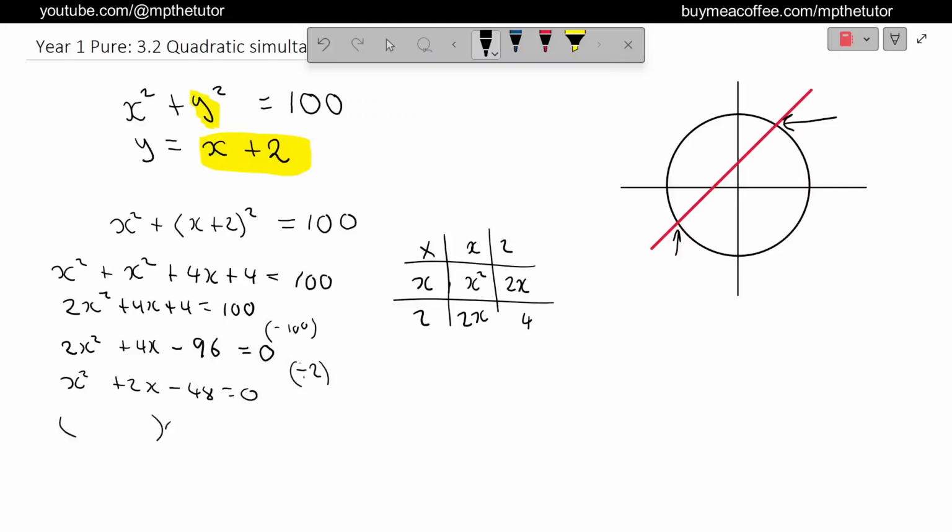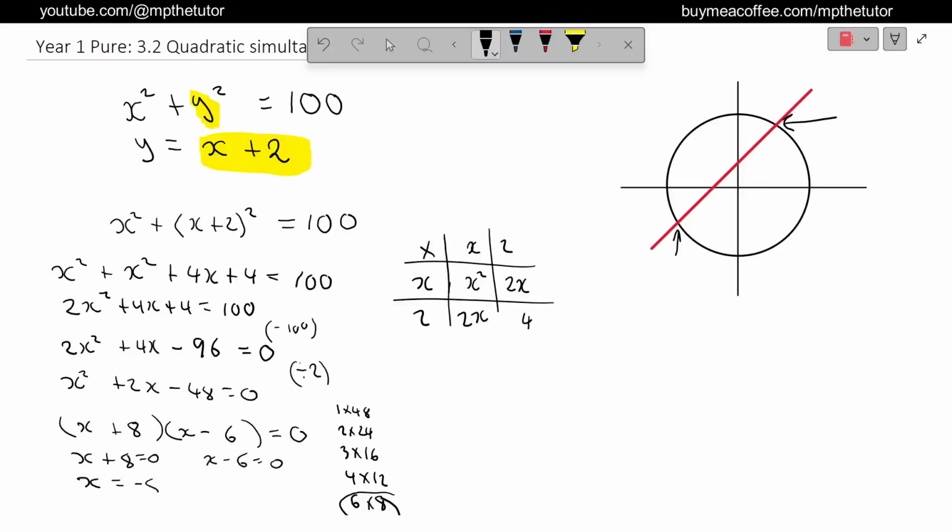And this factorizes because it's plain. So we have an x and an x. The factors of 48 are 1 times 48, 2 times 24, 3 times 16, 4 times 12, 6 times 8, and we're going to use the bottom one. So you have plus 8 and minus 6 equals 0. Therefore you have x plus 8 equals 0, x minus 6 equals 0, so we have x equals minus 8 and x equals 6.